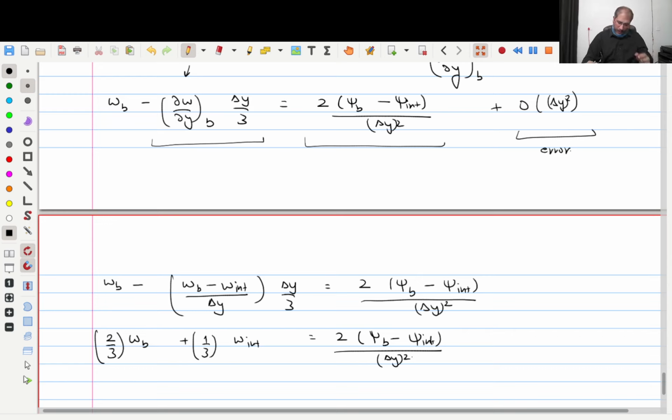Okay, now you may question that we are trying to write a boundary condition for omega, but here we get an interior point as well. So how can we write this? How can I write the expression for omega b in terms of an interior point?